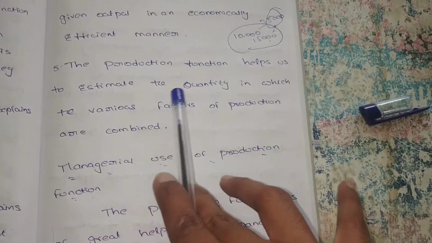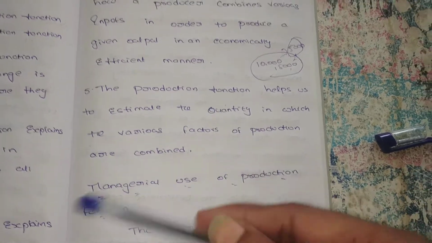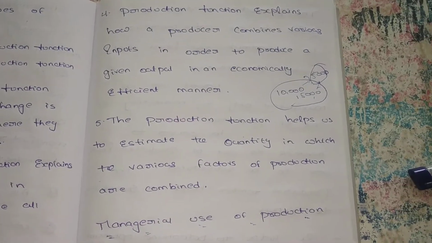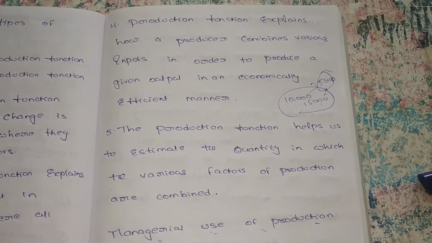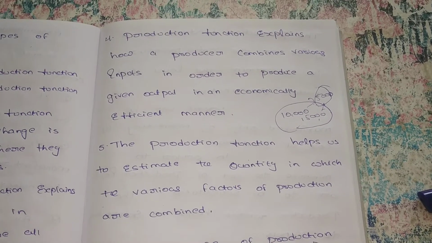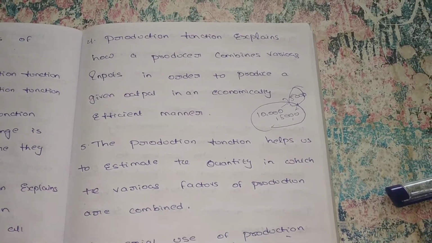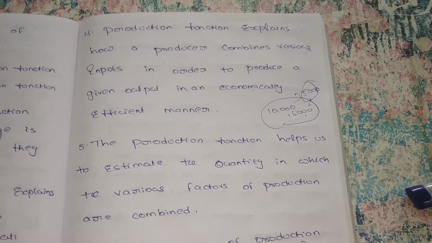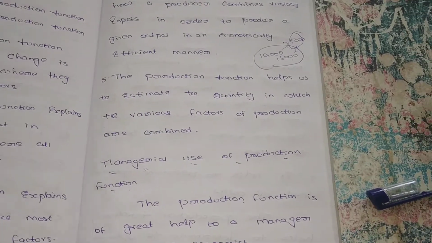Next, the production function helps to estimate the quantity in which the various factors of production are combined. Before starting the production, the production function estimates that I am combining these factors of production. What are the factors of production? Land, labor, capital and entrepreneur. Based on these factors of production, I want to produce this product. For this I want to receive this kind of output. So it helps in estimation also. Before starting production, the manufacturer has to estimate: I want to combine these inputs, and for these inputs I want to reach this output. So these are all the importance or significance of the production function.